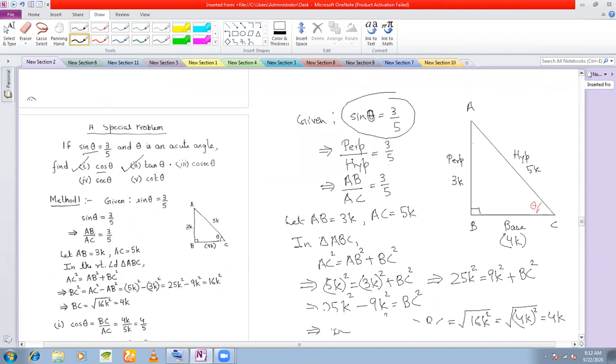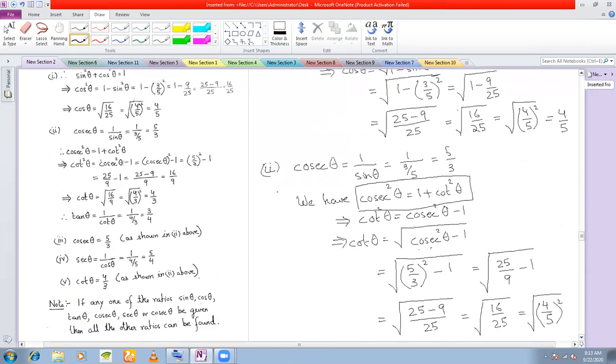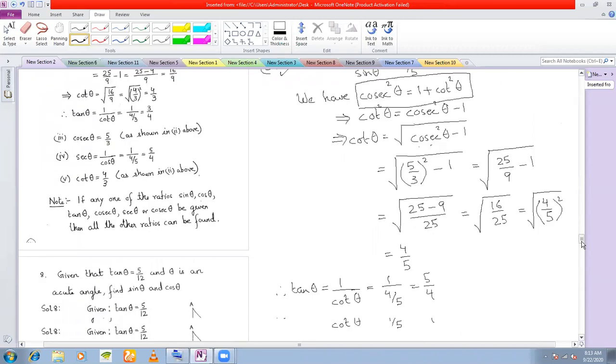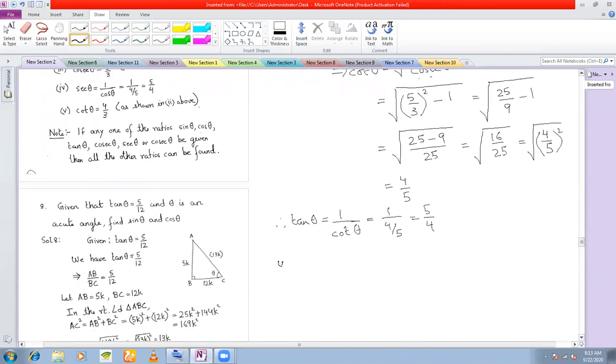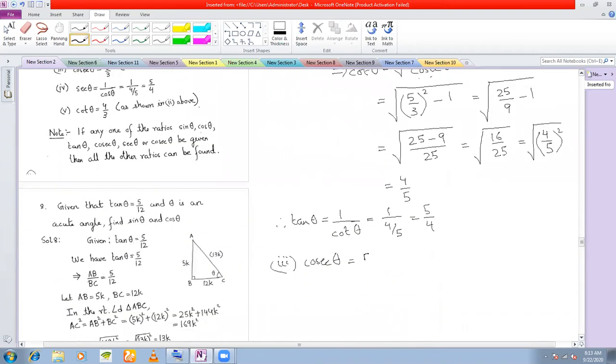The next question is cosec theta. Cosec theta we have already found out here. So in 3 we'll simply write cosec theta is equal to 5 by 3, as in 2 above.